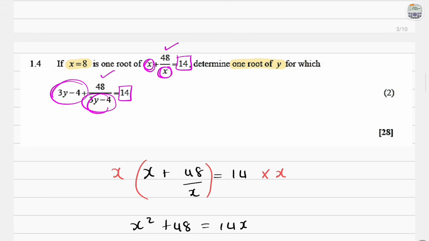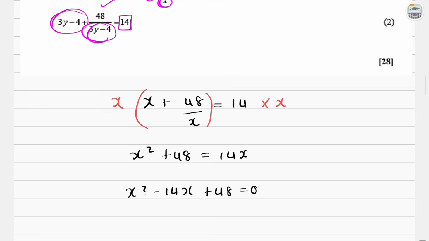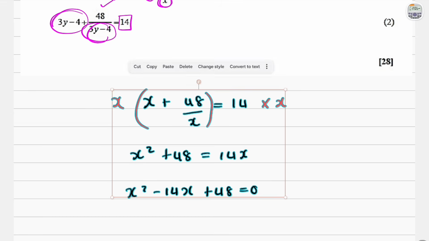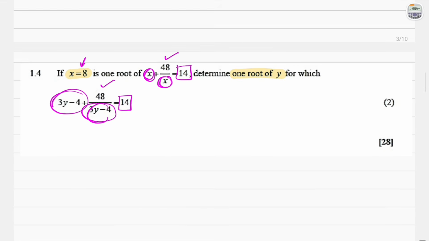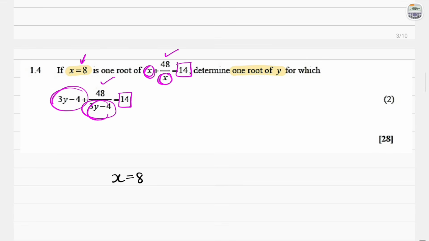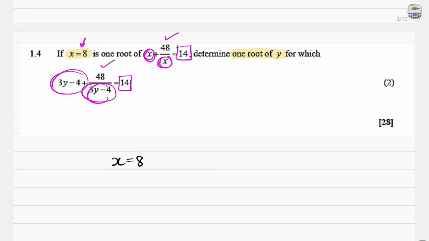So the question is to find a root of y, if you know that x equals 8 is one of the roots of this quadratic equation. So we don't have to find the roots. What I'm doing here is unnecessary. They've already given us one root. x is equal to 8 is one of our roots. So if we substitute 8 in place of x in this equation, then we know that the y value would be equal to 0.